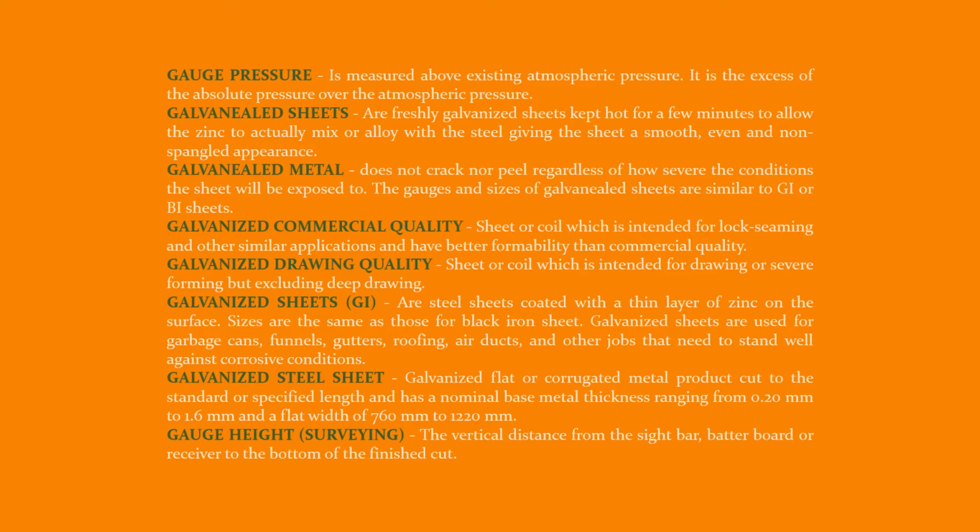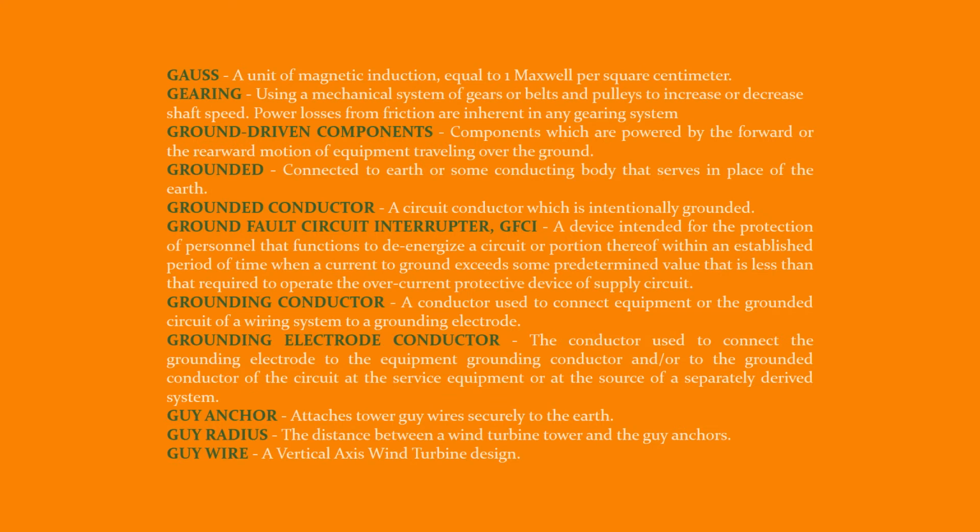Gauss, a unit of magnetic induction, equal to 1 Maxwell per square centimeter. Gearing, using a mechanical system of gears or belts and pulleys to increase or decrease shaft speed. Power losses from friction are inherent in any gearing system. Ground-driven components, components which are powered by the forward or the rearward motion of equipment traveling over the ground.